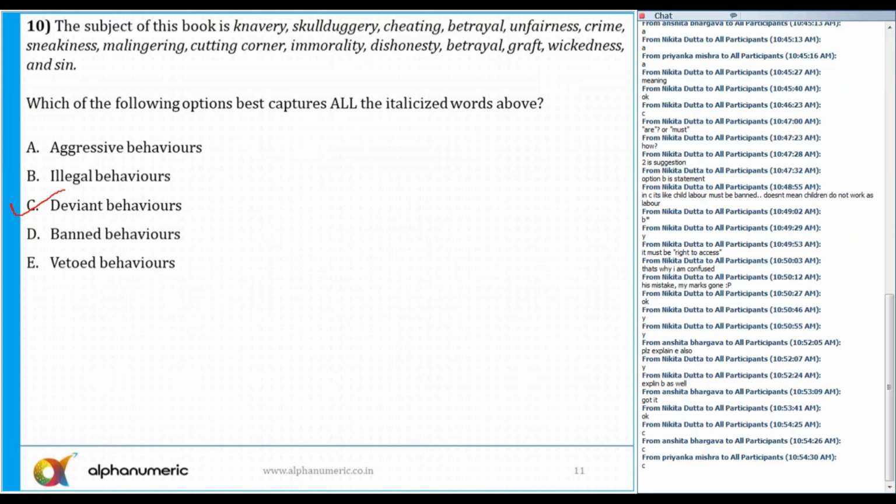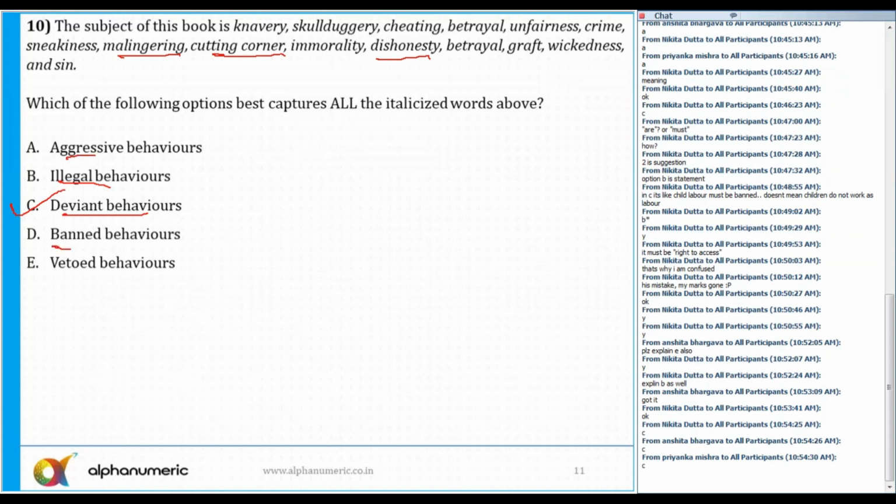Deviant. These are deviant behaviors. These are behaviors that we consider bad or abnormal. They may not necessarily be illegal. When you cut corners, when you malinger, which means you delay, when you are being dishonest, that is not necessarily illegal. They are not necessarily aggressive. I can betray you in a very calm way.